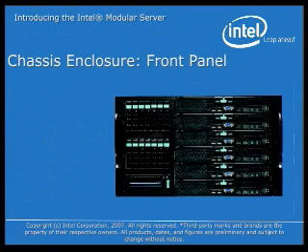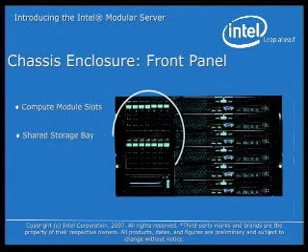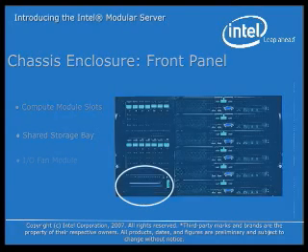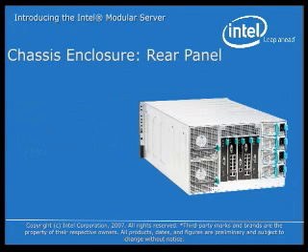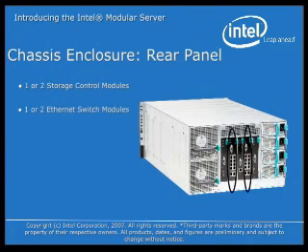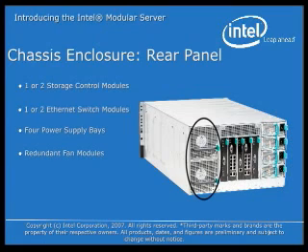Here we're looking at the front panel of the chassis. We have the compute modules, the shared storage bay, and the I/O fan module. Here's the rear panel of the chassis, with options for 1 or 2 storage control modules, 1 to 2 Ethernet switch modules, the power supply bays, and the redundant fan modules.